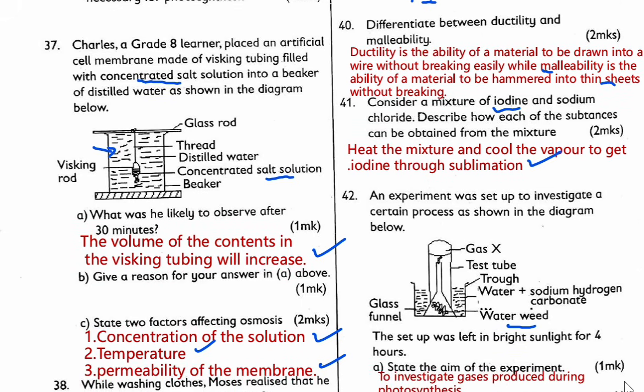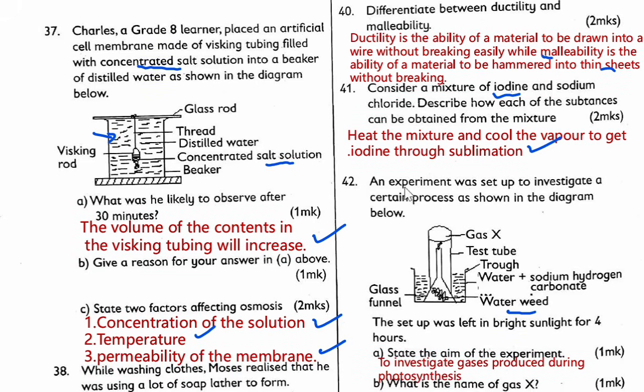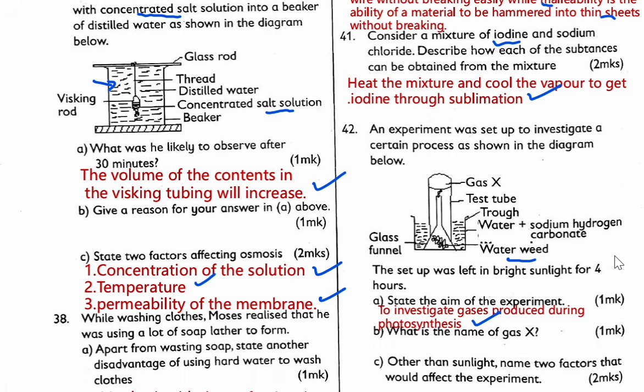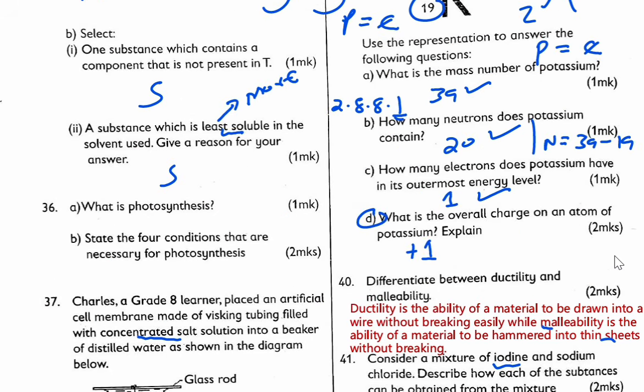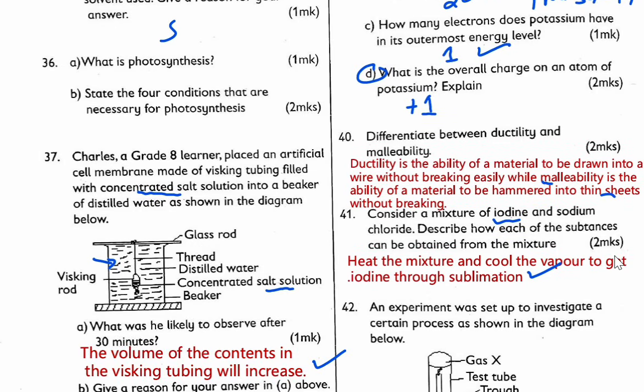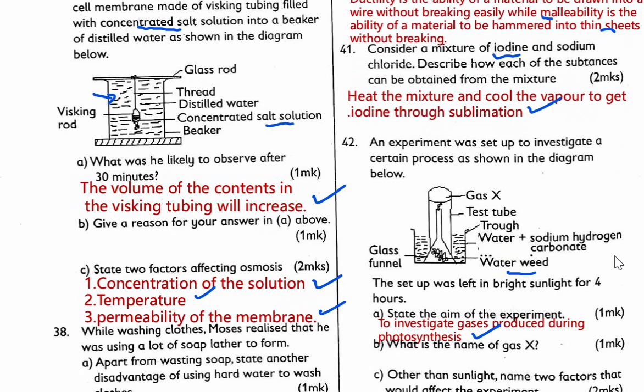So the aim is to investigate the gases produced during photosynthesis. So that is the aim of this experiment. Part B, what is the name of gas X? Remember, we have said that in the process of photosynthesis, the gas which is released is oxygen gas. So the gas that is here is called oxygen gas, because at the end, the products of photosynthesis are oxygen and glucose. So oxygen is the gas produced.